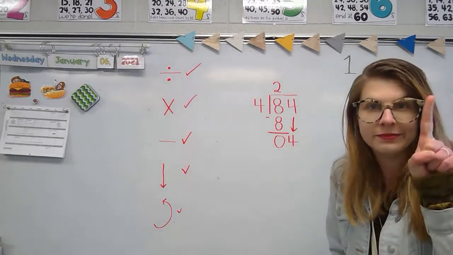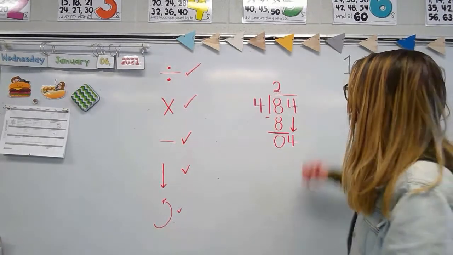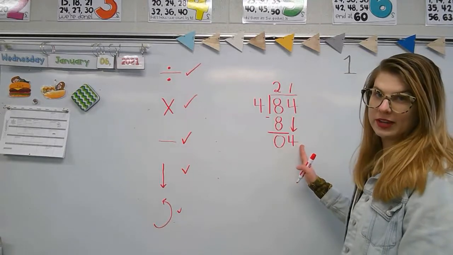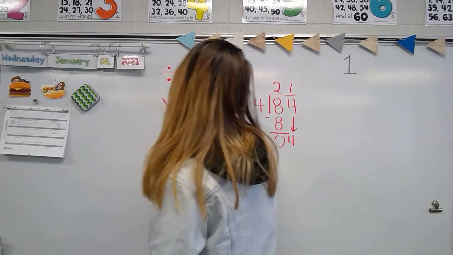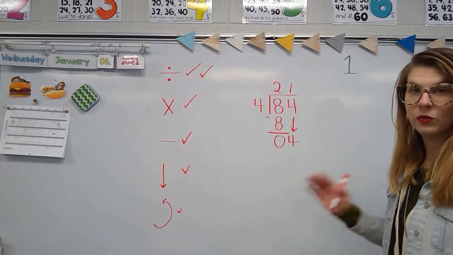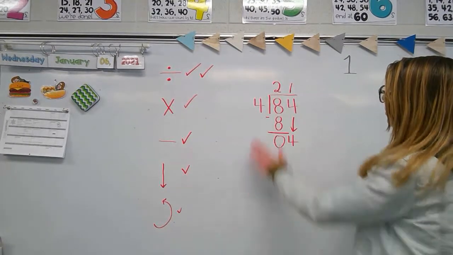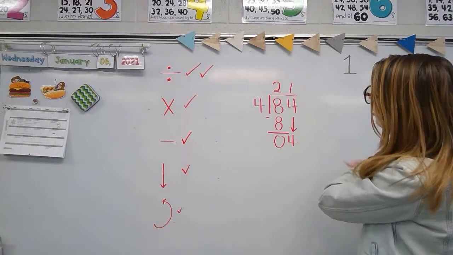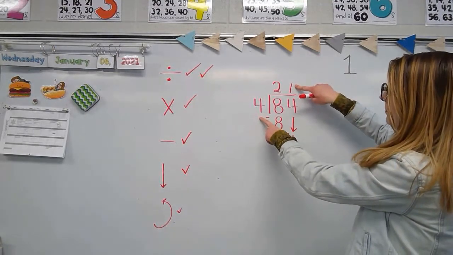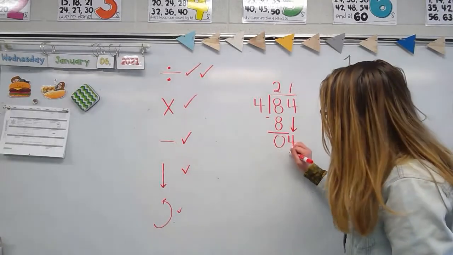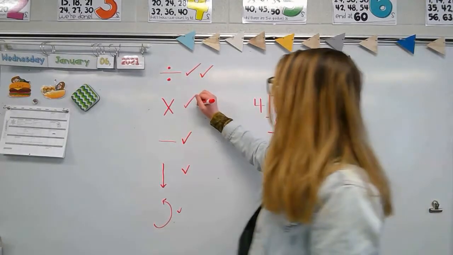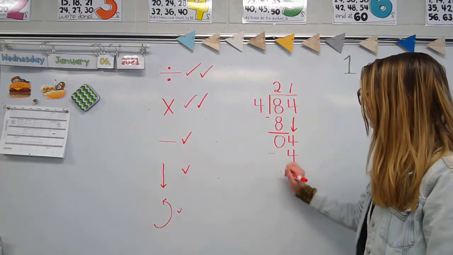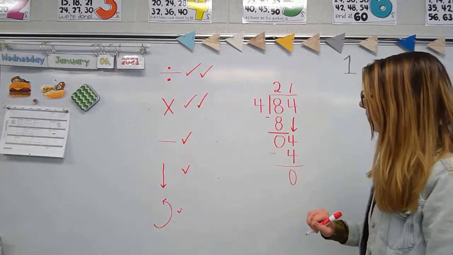1. That's it. 1 group of 4. So we're going to put a 1 on the top above where that 4 is. And we have divided again. Next, we multiply. Only we're not going to multiply the entire number on the roof. We're only going to multiply the number that we just put up there. 1 times 4 is 4. And then we subtract. 4 minus 4 equals 0.